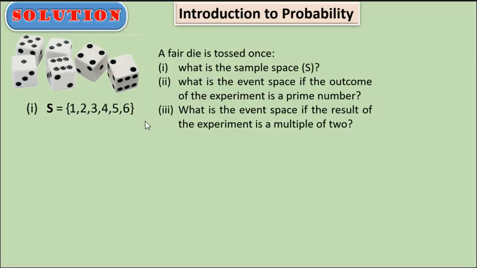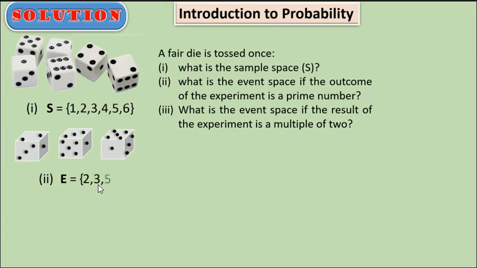Then number 2, what is the event space if the outcome of the experiment is a prime number? What do we refer to as prime numbers? A number that nothing divides except 1 or itself. So the first prime number is 2. The next is 3. Among all these 6 numbers we have here, the first prime number is 2, the next is 3, and the next prime number here is 5. So therefore, the event space for prime numbers is 2, 3, and 5.